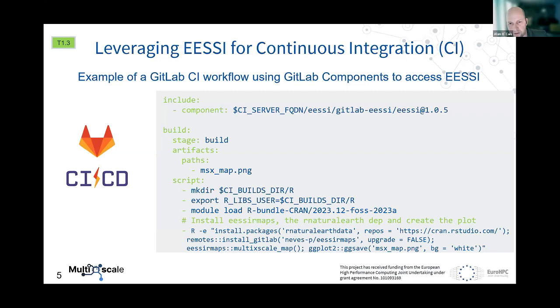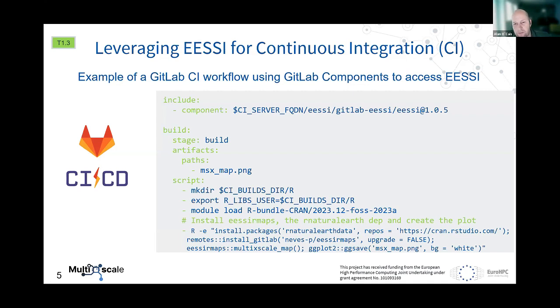So basically, what it does is it creates a directory to store the R libraries, the additional R libraries that we need to install. It sets an environment variable to that directory. It loads the modules that it needs. In this case, it just needs a bundle of R packages, and then it runs the R code that it needs to run, right? So it installs a couple of additional packages.